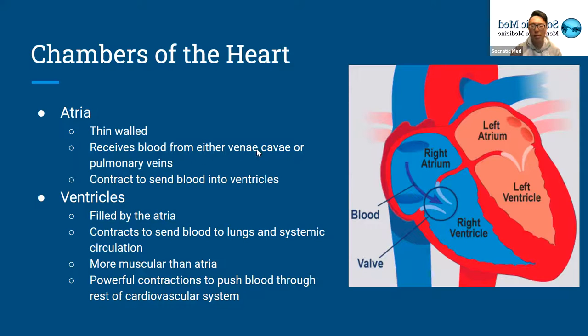What they do is they receive the blood from either the vena cava on the right side or the pulmonary veins on the left side. And when they are filled with blood, they'll contract and send the blood into the ventricles, for the ventricles to send the blood to either the rest of the body or to the lungs.